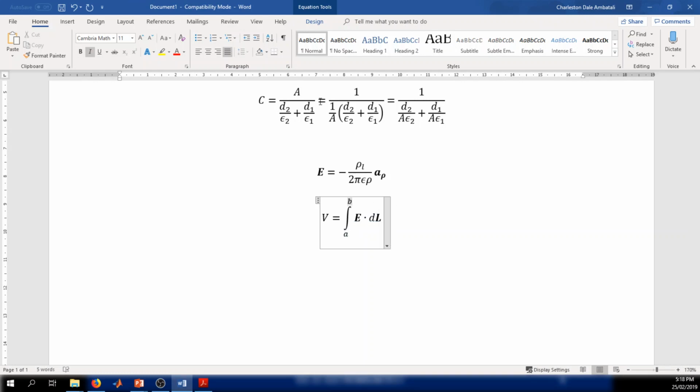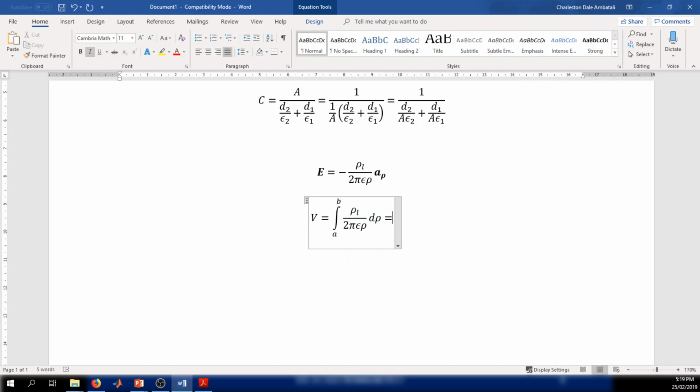So we just substitute that. The magnitude of your electric field, and your dl becomes d rho because the path you'll take is actually along the radius. Okay? So that is now the voltage. So you can solve for the voltage here.